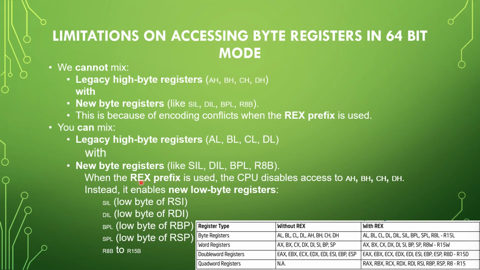Whenever this REX prefix is used, the CPU disables the four registers AH, BH, CH and DH, and it enables AL, BL, CL and DL, which can easily mix with the rest of the byte registers. So that is why you can see here with REX, AL, BL, CL, DL and the rest of the byte registers. Okay.